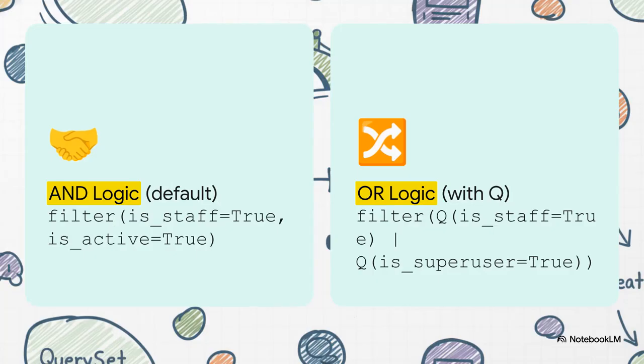So by default, if you chain a bunch of filters together, you're saying you want results that match this and that. But what if you need results that match this or that? Well, that's what Q objects are for. You can see on the right, we can find users who are either staff members or superusers. It unlocks all this complex logic right inside your Python code.